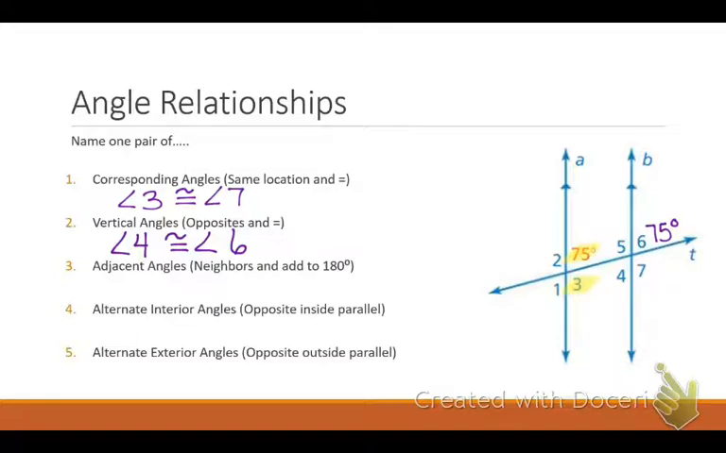What do you think? You subtract them. 180 minus 75. What's 180 minus 75, guys? 105. So adjacent angles, my angles that are neighbors with each other, they need to add up to 180. So I'm just going to say angle 5 is 105 degrees. All right, and we're going to save numbers 4 and 5 for later on in the lesson.